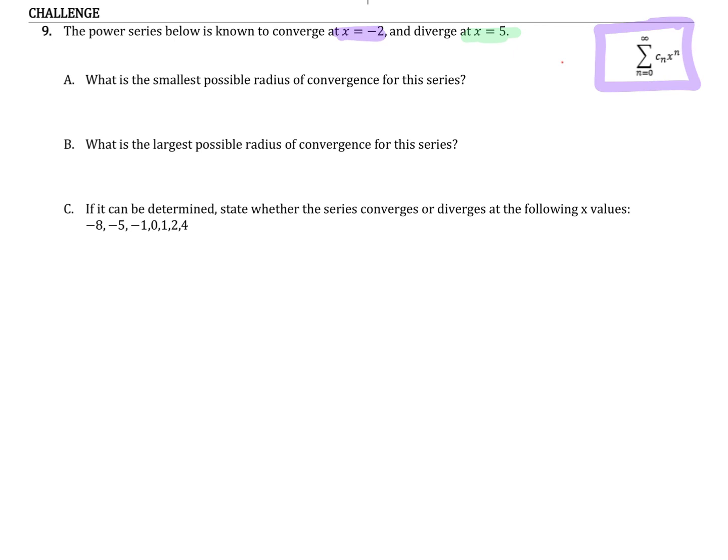So notice that it is centered at x equals 0. And I know that it's centered at x equals 0 because it's not x minus some number to the power of n, it's just x. So that means it's centered at 0. What is the smallest possible radius of convergence?